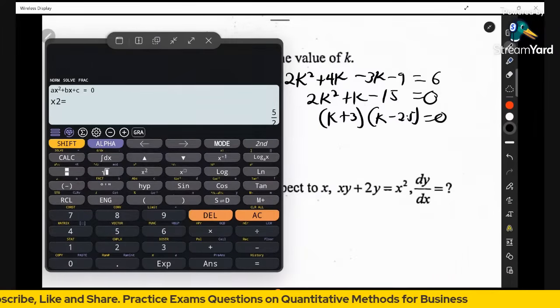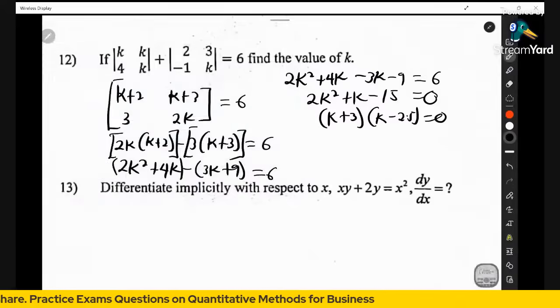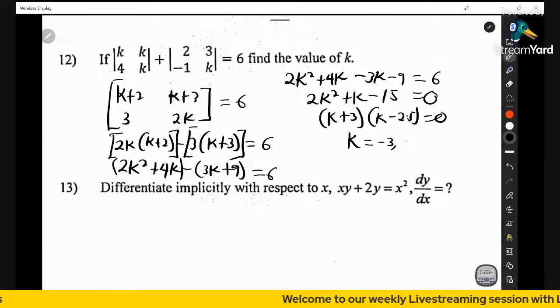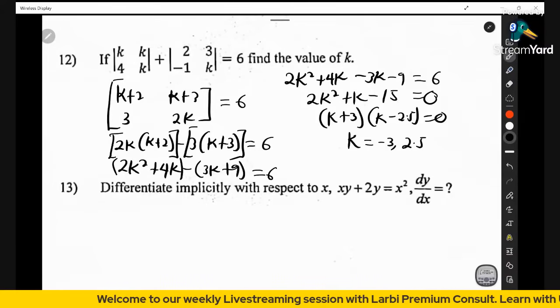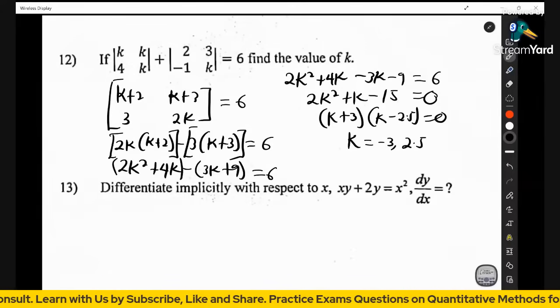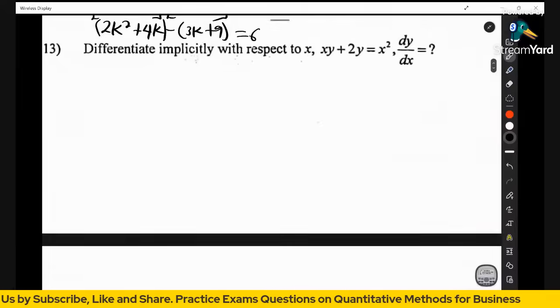This is all you need to do when it comes to the theory part. You don't actually factorize by going through the whole process. So therefore, we'll say that our k should be equal to -3, comma, positive 2.5. And you are done. So here you need to be very smart and sharp. Once you get a determinant, get a quadratic fast, and then use the calculator to get the values, and you are good to go. Question number 13.